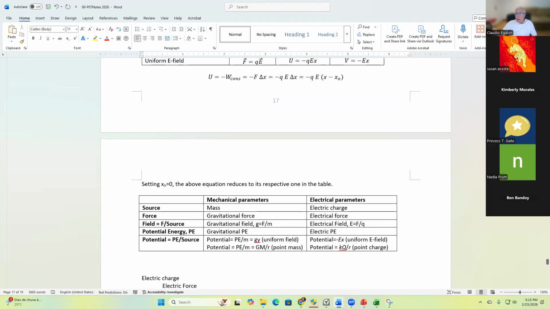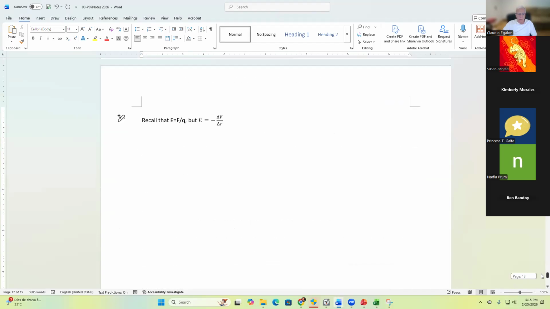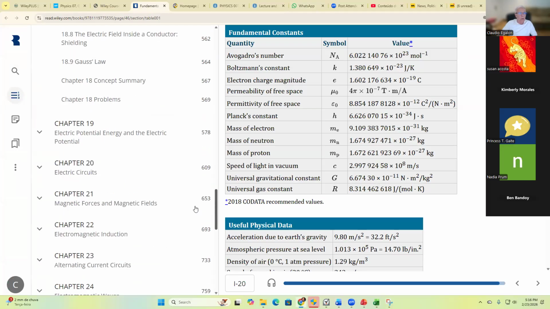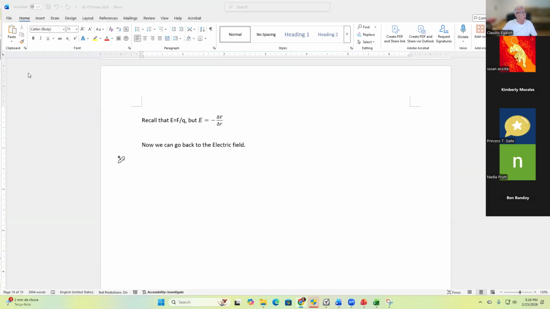Let's take a look right here. Those parameters are all related to the potential energy. Now we can go back to the electric field, right? But let's not forget that we covered some sections of chapter 19. We did cover the idea of potential energy. Let me put it here on the side. Okay, chapter 19.